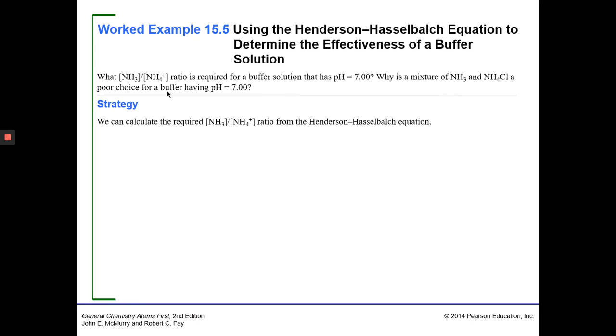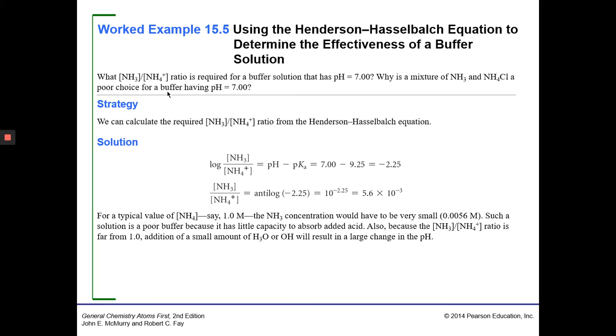Okay, first we would calculate the required ammonia to ammonium ratio. Okay, this is just like the problem that we just worked. All right, so we would subtract the pKa from both sides, right? So 7, which is the pH we desire, minus 9.25. Okay, that's equal to negative 2.25. Okay, if we take 10 to the negative 2.25 power, we get 5.6 times 10 to the minus third.